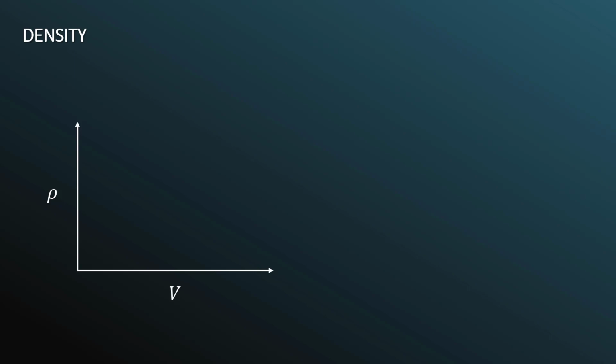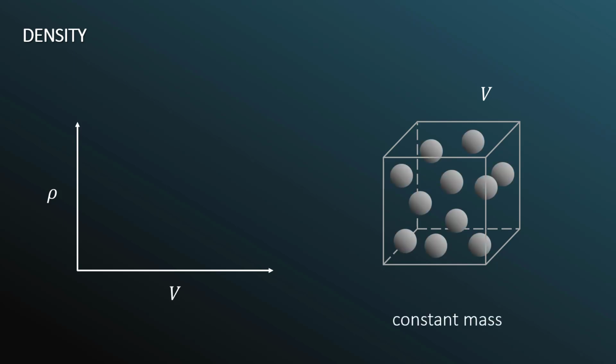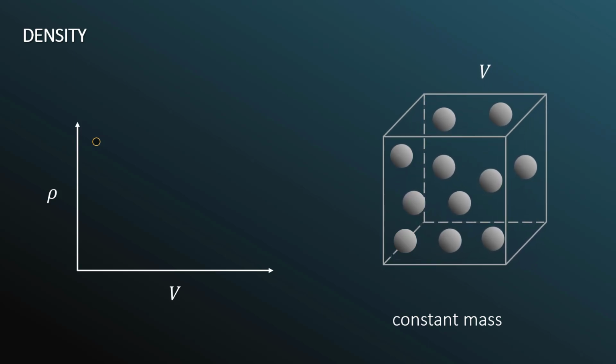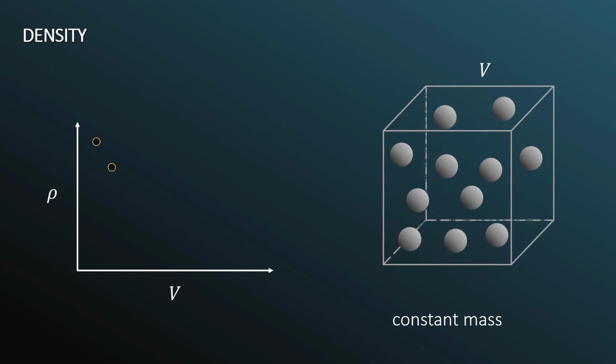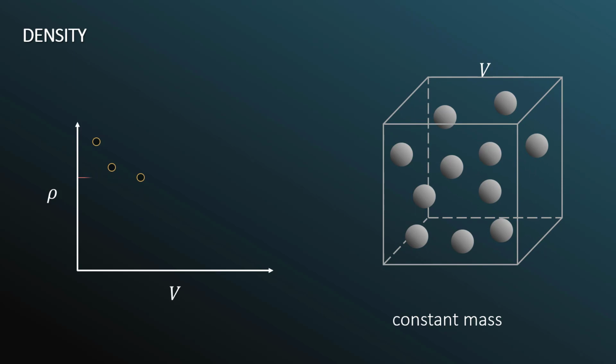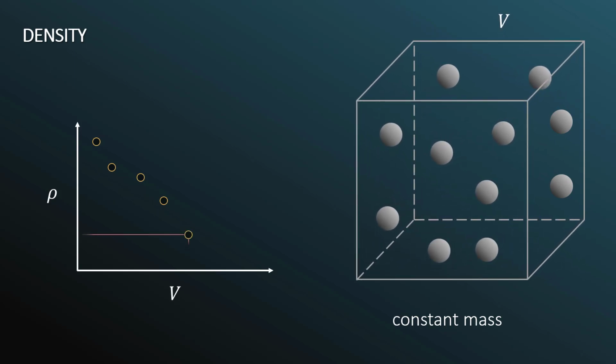Consider a plot of density versus volume, and then consider some volume V, and consider that within this volume there's some mass. We're going to be looking at what happens to the density when we change the volume while keeping the mass within the volume constant. So in its current state, we see that density has some value corresponding to the current volume and mass. If we increase the volume but keep the mass the same, we get a new density value as displayed on the plot. If I increase the volume again, we get another value on the plot, and again, and one more time.